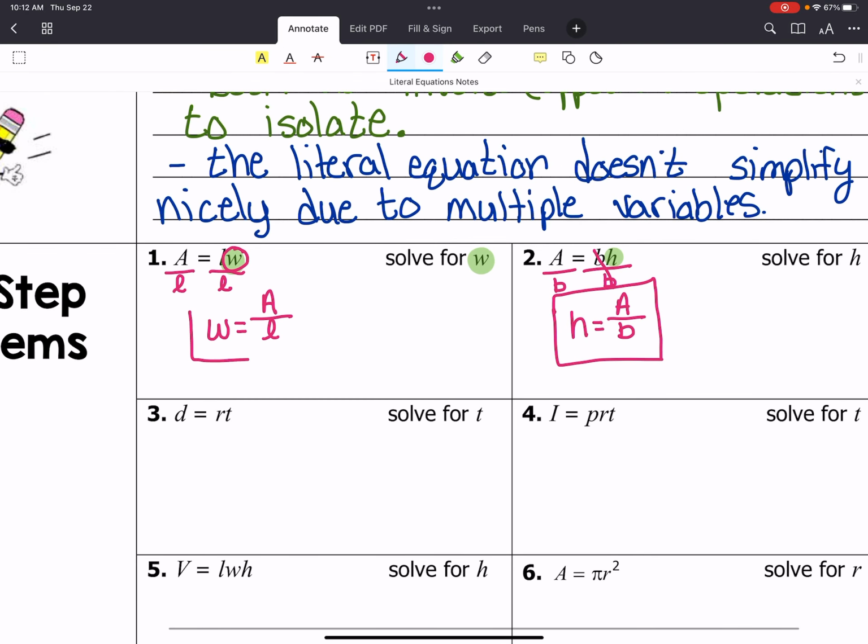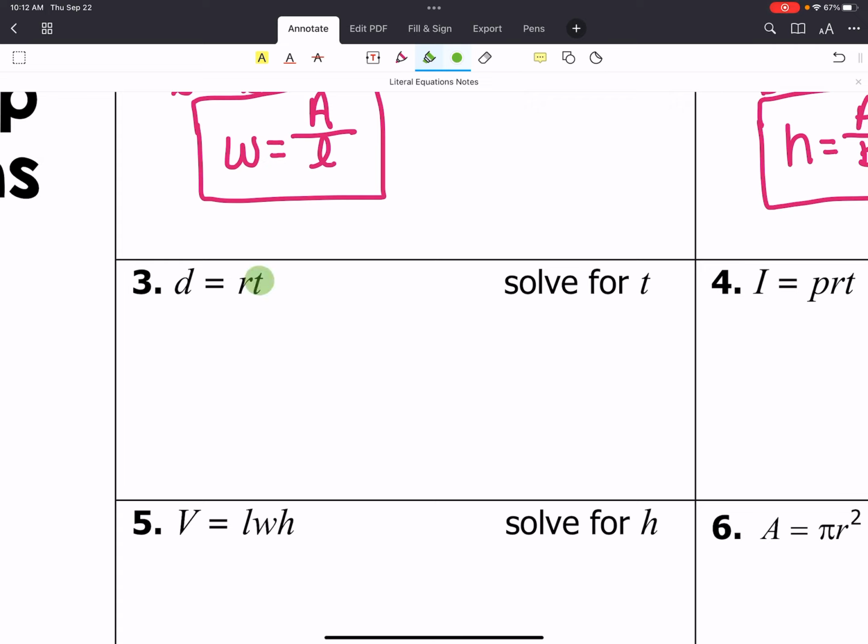And I forgot to box this one. Let me fix that. All right, number 3, solve for T. This is distance equals rate times time, and we need to solve for T. Well, I have RT, so the inverse of multiplication is division. So D over R equals T. Or the better way is to put that variable on the left. T equals D over R.